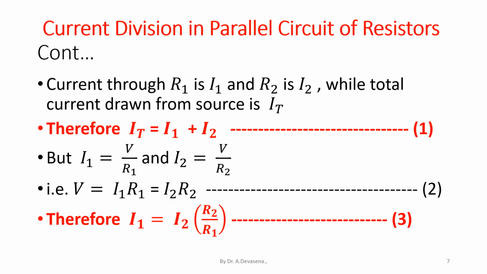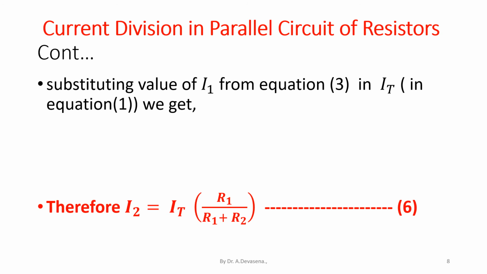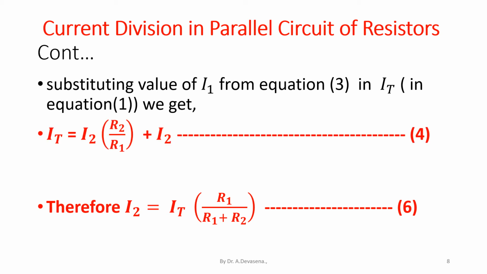Therefore, the value of I1 is equal to I2 into R2 divided by R1. Consider this as equation 3. Substituting the value of I1 from equation 3 in I suffix T, that is in equation 1, we get I suffix T is equal to I2 into R2 divided by R1 plus I2. Consider this as equation 4.